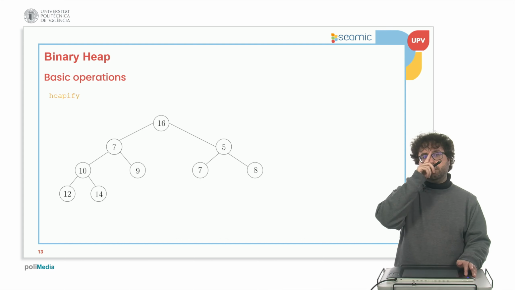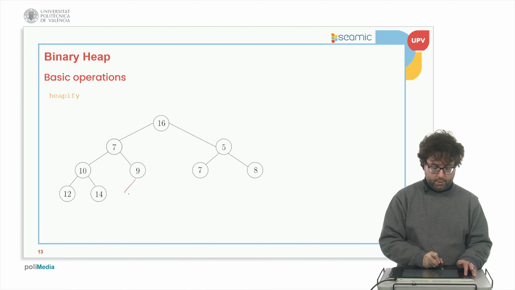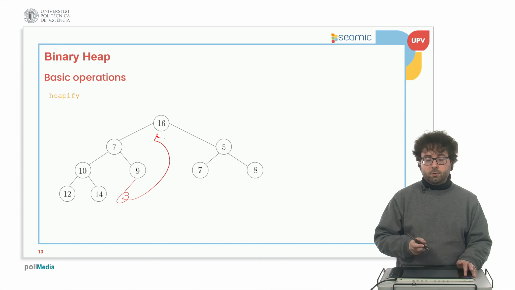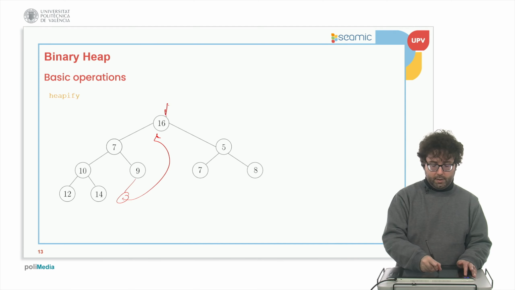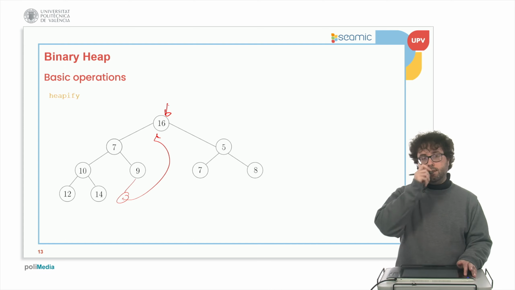So if we see this with the previous example, remember we have removed the 16 and placed it as the new root, and we are heapifying from that position. And what are we going to do?